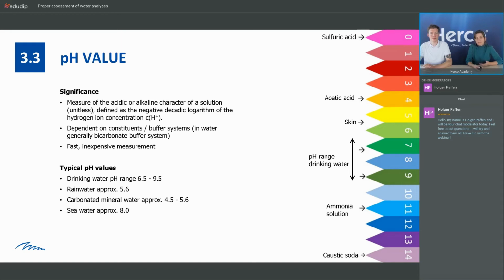And pH is always measured, first, because it's really important for the design, and second, because it's also like conductivity a fast and inexpensive measurement. We have typical pH values, for example, the drinking water pH range that is recommended by the WHO or the drinking water ordinance is 6.5 to 9.5. Rainwater or carbonated mineral water is a bit more acidic, and seawater is usually a bit alkaline.